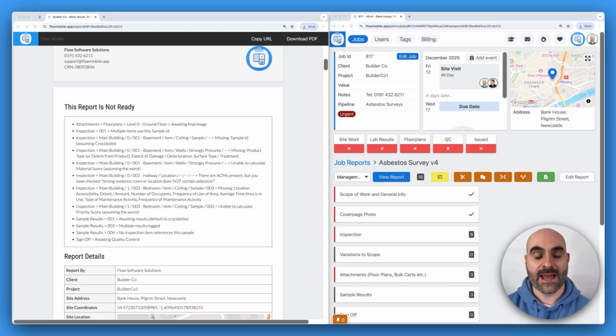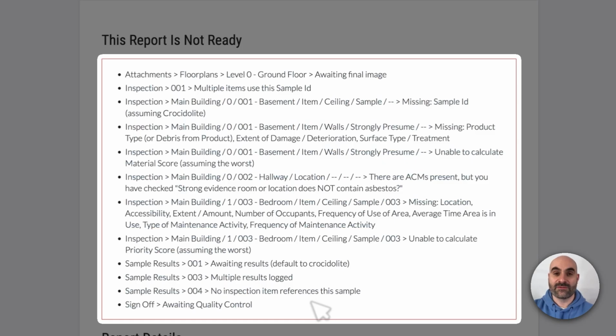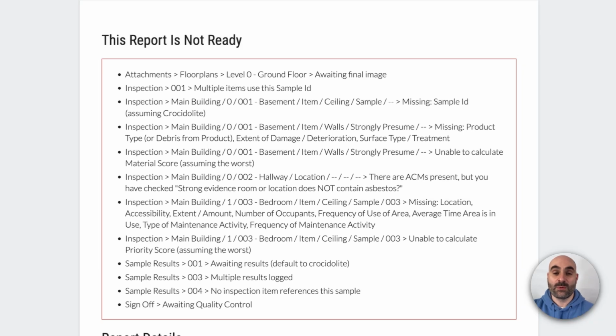Now, if you see errors like this on the report, as you can see here on the left-hand side, they're going to prevent you from issuing the report to your clients, and they need to be resolved before you download the PDF. So we'll work through each one in turn, and I'll give you some general strategies that you can use when resolving these types of issues.